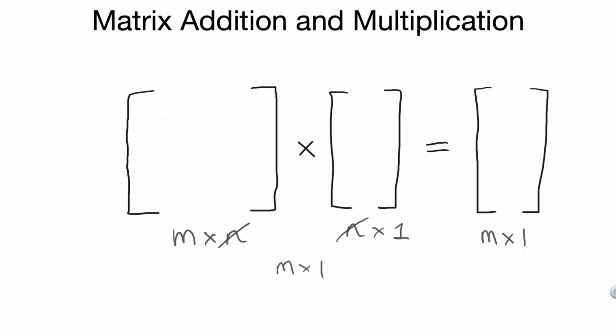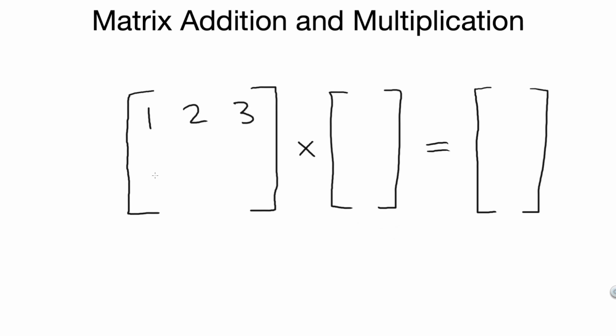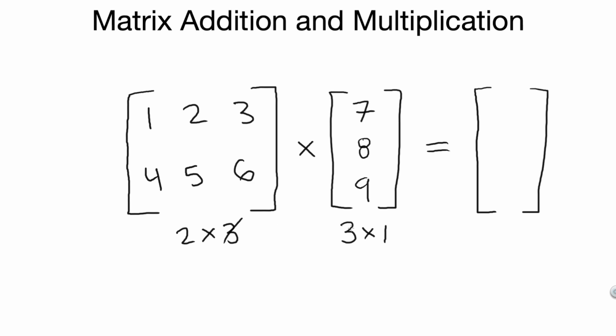Let's see this in practice. Let's say that my first matrix here is a 2 by 3. 2 rows, 3 columns. This means that the second matrix here will have to have 3 rows. It can have any number of columns, but let's let it be 1. The resulting matrix will be the leftover dimensions once these 3's cancel. In other words, it is a 2 by 1.